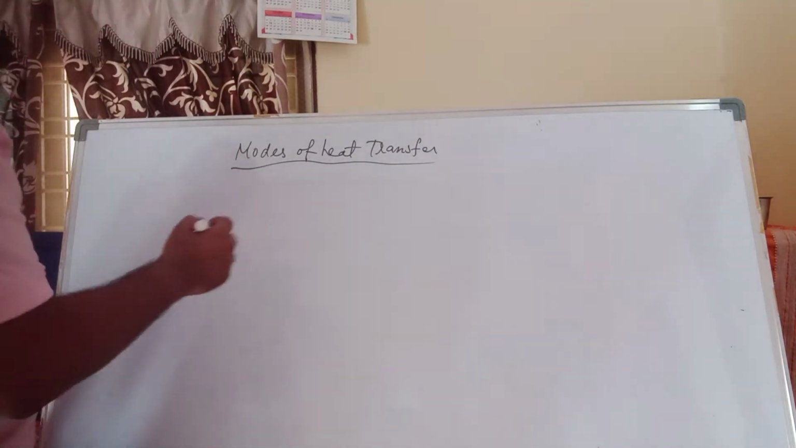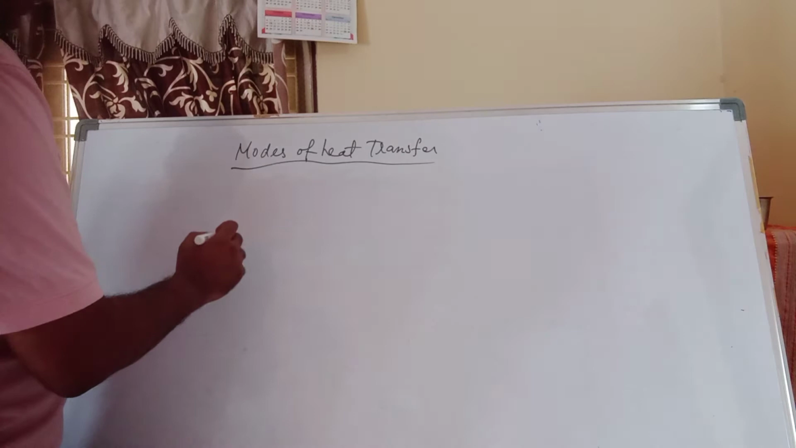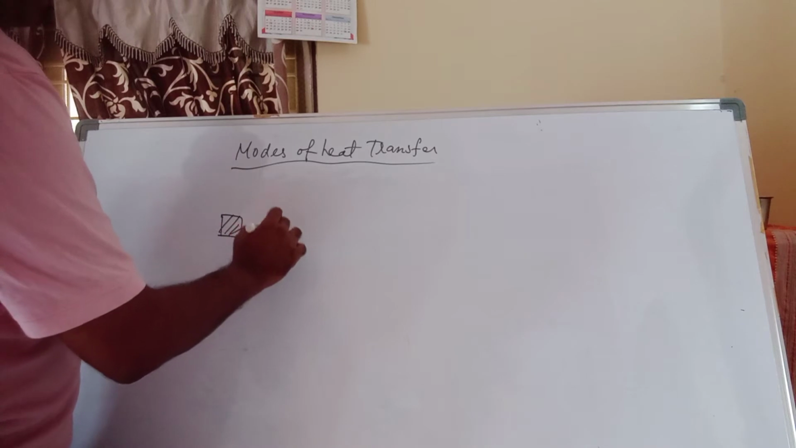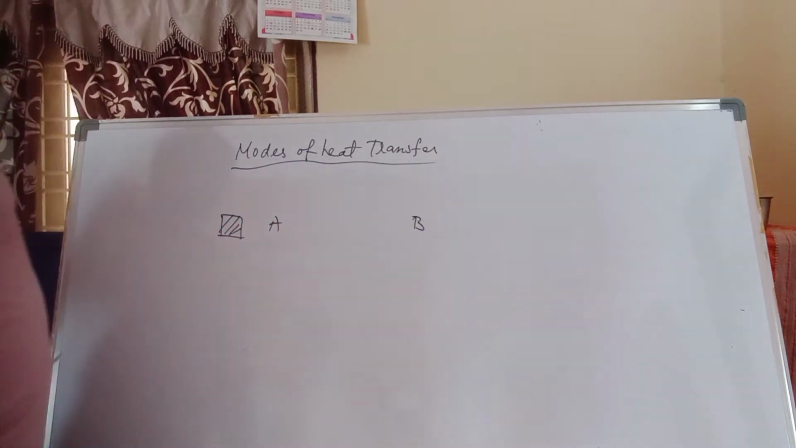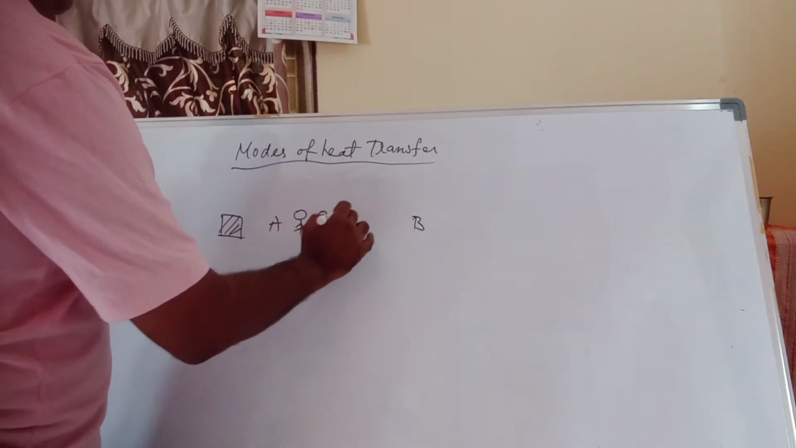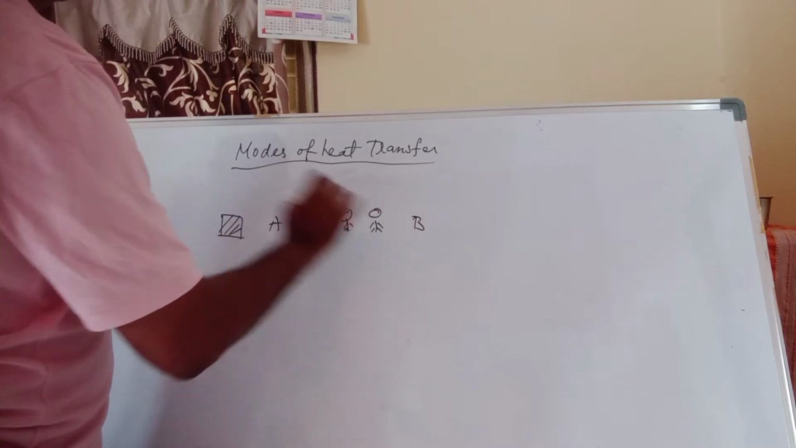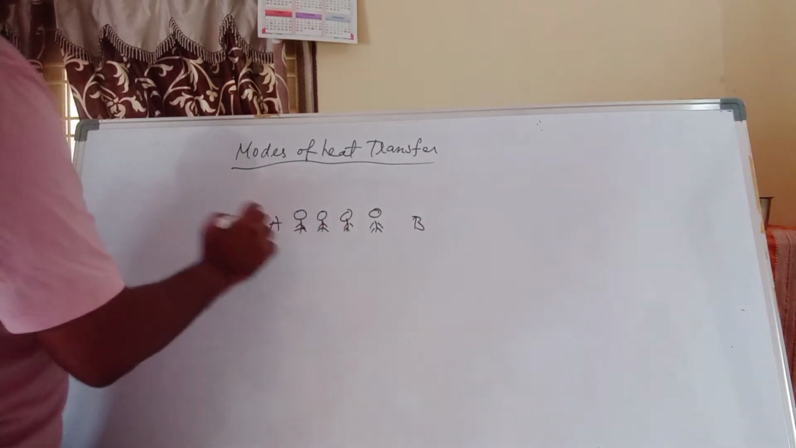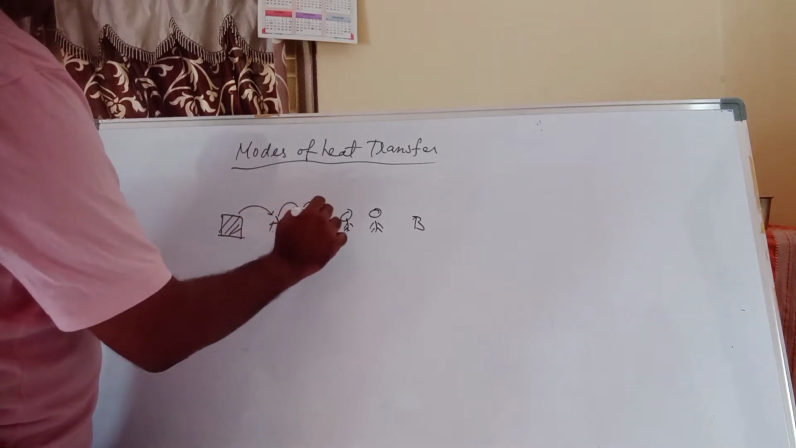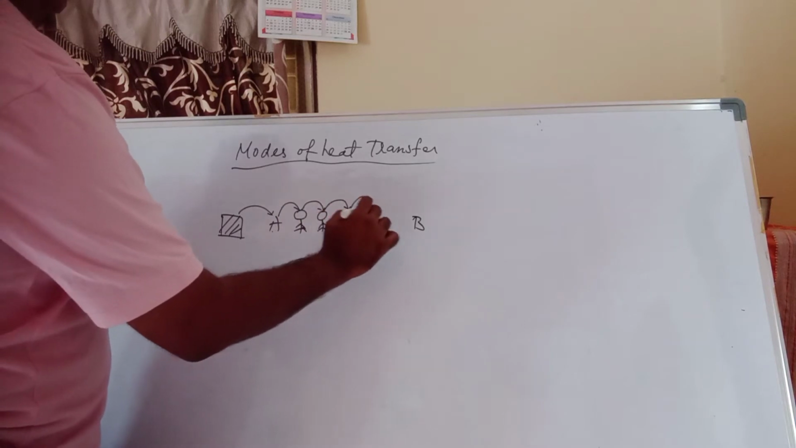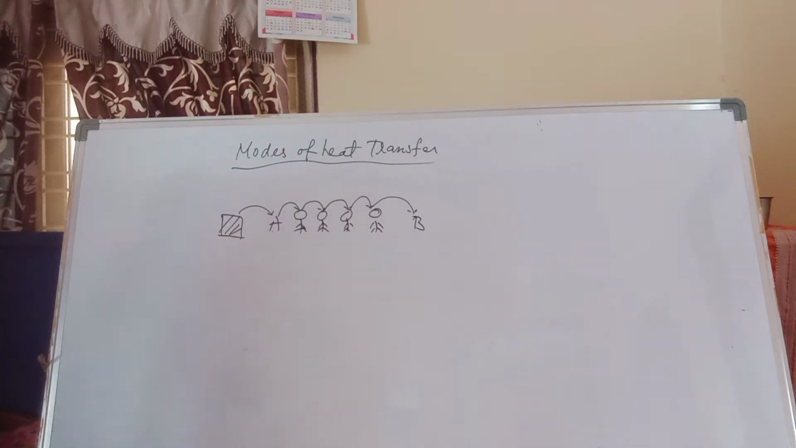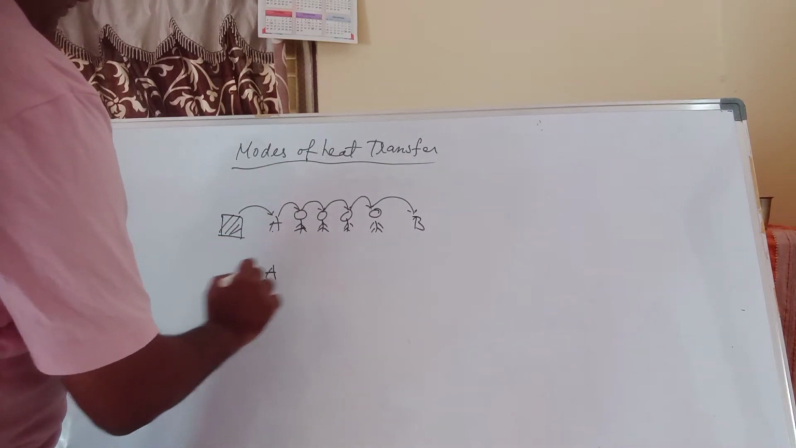Now, let us say there is a block which has to be shifted from point A to point B, and I place people here like this. There is a person A, you give the block to this person, he gives to this person, then from here, then from here, then from here, he passes on, and finally the block reaches person B. This is one way.